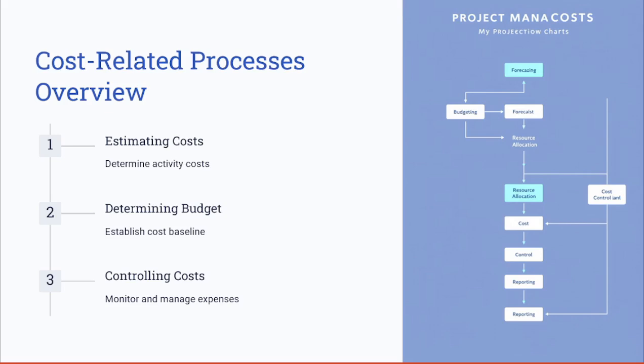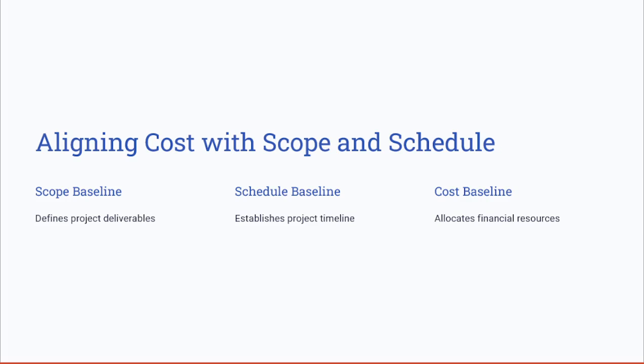So these processes collectively ensure that financial resources are managed effectively throughout the project life cycle. The key processes that we are going to cover are estimating the cost, determining the budget, and controlling costs, and the importance of establishing the baseline. How it's aligned with the scope and schedule.